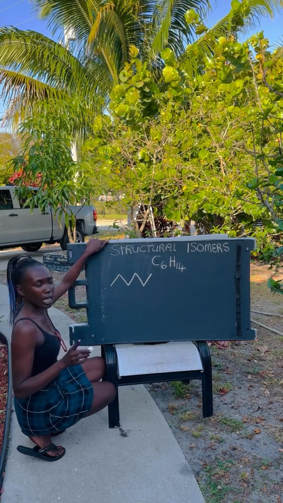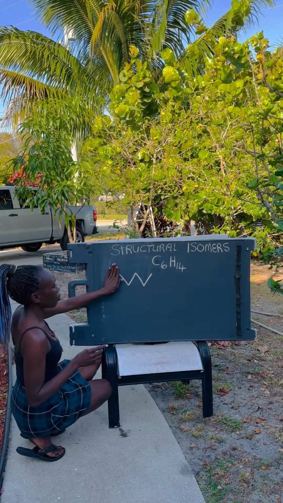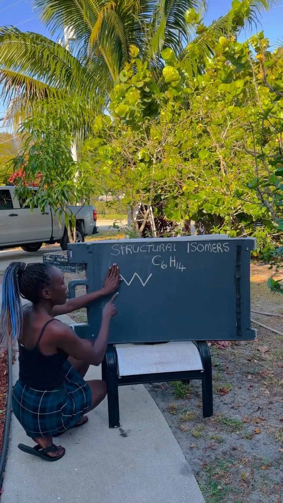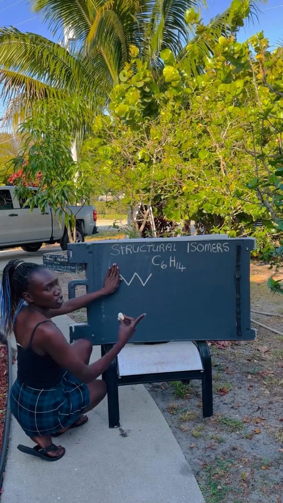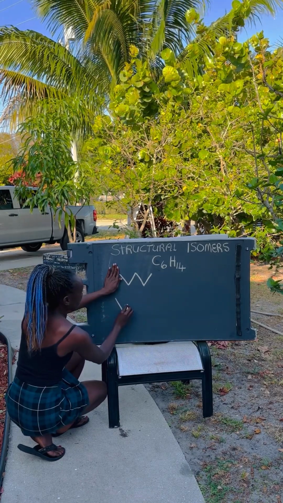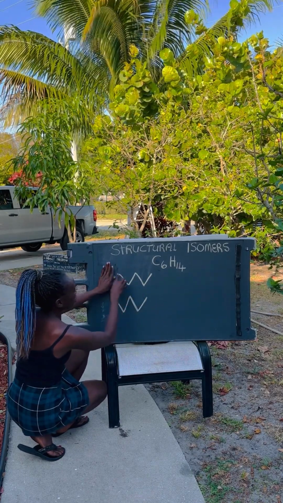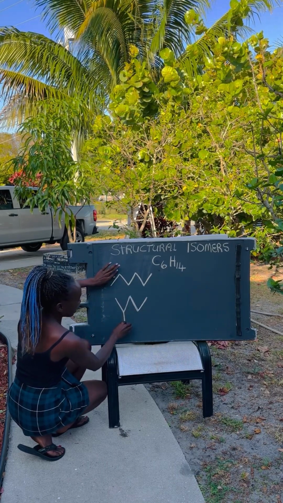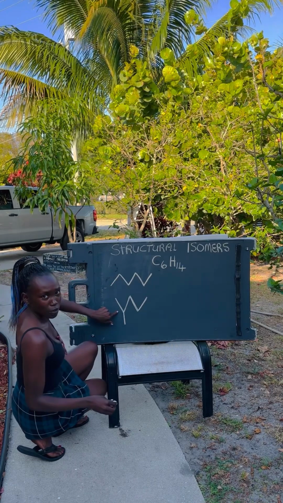For the first isomer, just pretend you're picking up this bond and moving it somewhere else. You're not going to put it on this end because it would just look the same. So let's draw this part out first, and we're going to pick this up and move it here. That's your first isomer.